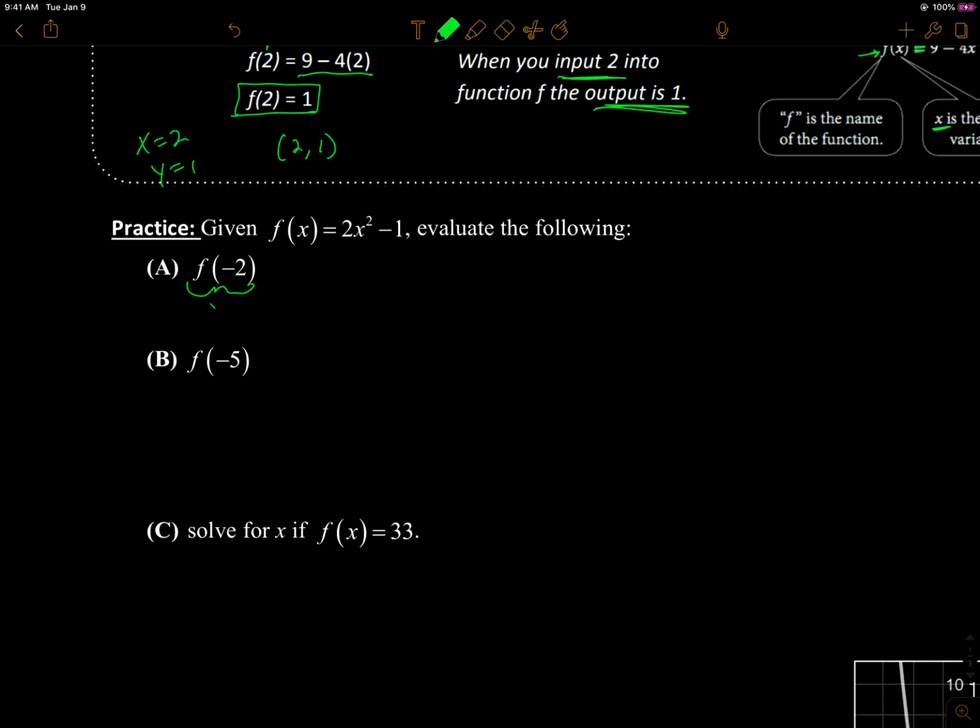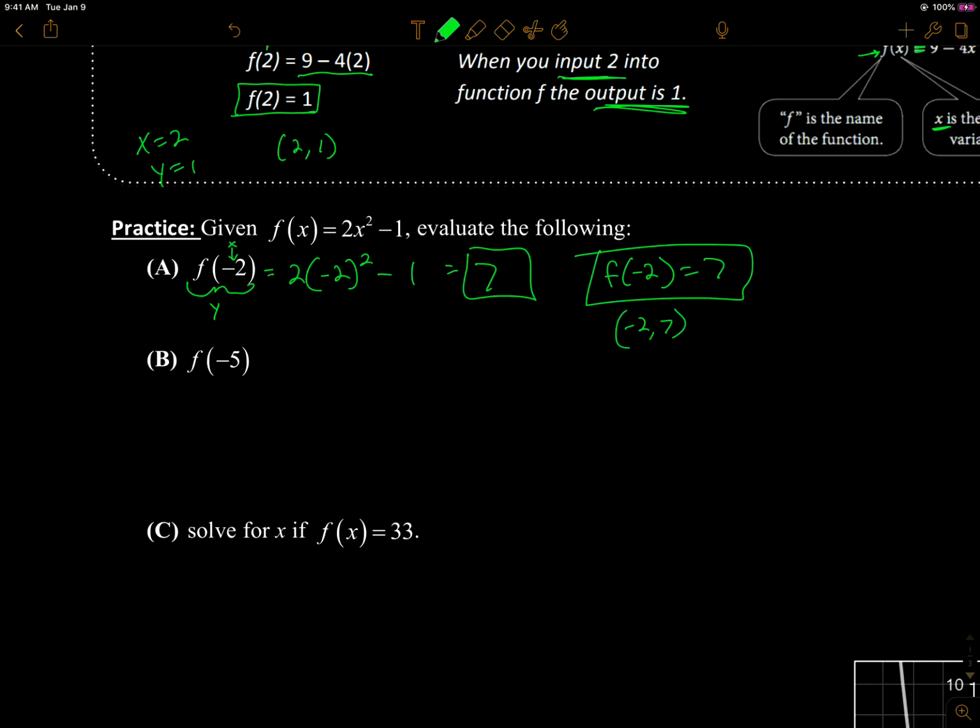This means find the y value when x is negative 2 for the given function f of x. So I recopy this given function. I plug in a negative 2. And I get negative 2 squared is 4. 4 times 2 is 8. 8 minus 1 is 7. Okay, so I could rewrite my final answer as f of negative 2 equals 7. Remember, it means if the x is negative 2, the y is 7. I can write that a couple different ways to help you understand it.